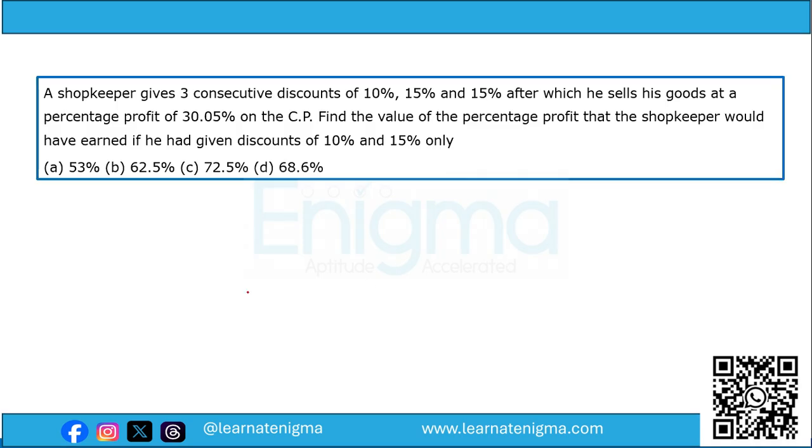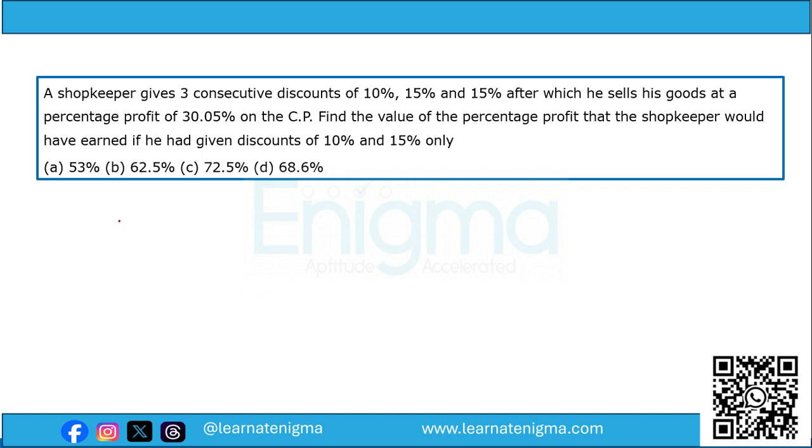A shopkeeper gives three consecutive discounts of 10%, 15%, and 15%, after which he sells his goods at a percentage profit of 30.05% on the CP. Find the value of the percentage profit that the shopkeeper would have earned if he had given discounts of 10% and 15% only. Now, let's try and solve this question.